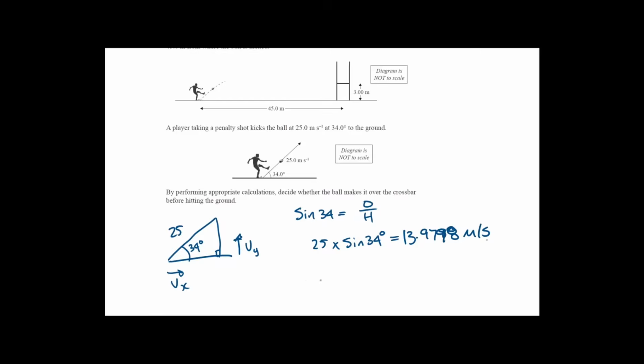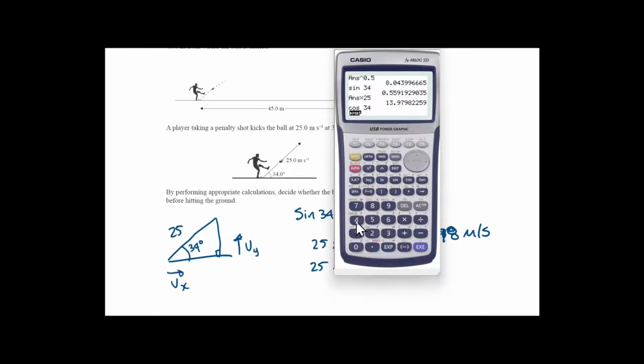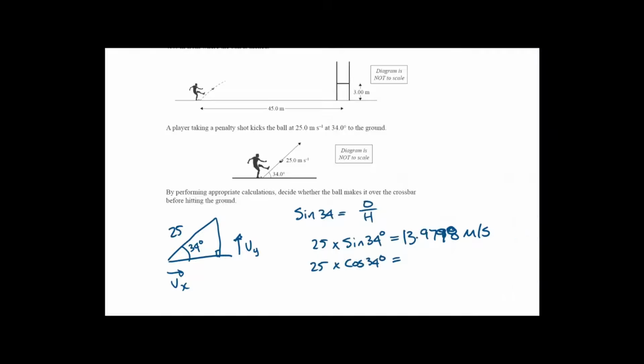So the horizontal velocity going along the ground is going to be 25 times cosine of 34 degrees. So cosine of 34 degrees is that. We multiply that by 25. So it's moving along the ground. Its ground speed is 20.7259 meters per second.